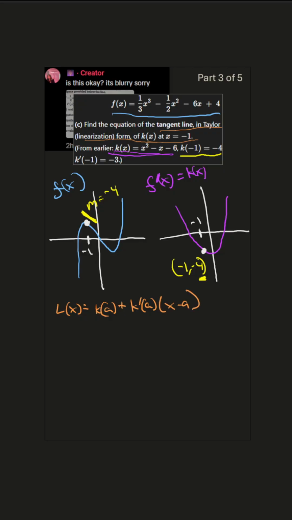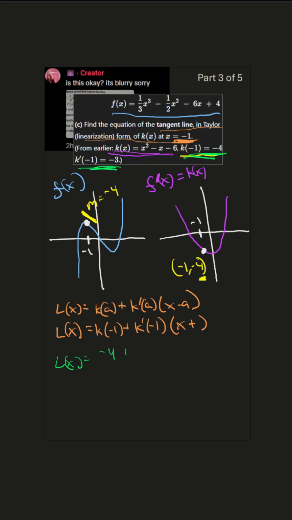Okay, now we can just plug in our values. Say L of x equals, and we're looking at where x equals -1, so that's our a value. So k of -1 plus k prime of -1 times x plus 1. And we found those values in the last videos. We have k of -1 is -4, and k prime of -1 is -3. So L of x equals what?